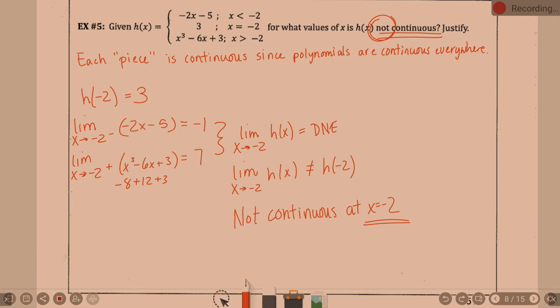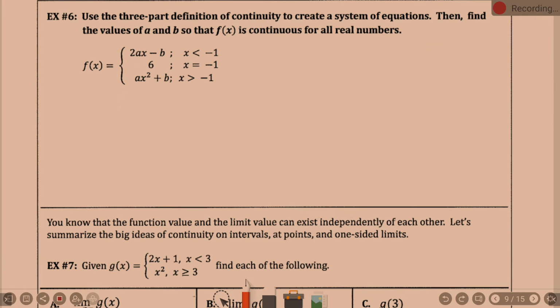Number 6. Use the 3-part definition of continuity to create a system of equations and find the values of a and b so that f of x is continuous for all real numbers. Well, continuous for all real numbers, what's going to be the key point here? We're going to have to make sure that we are continuous at negative 1.